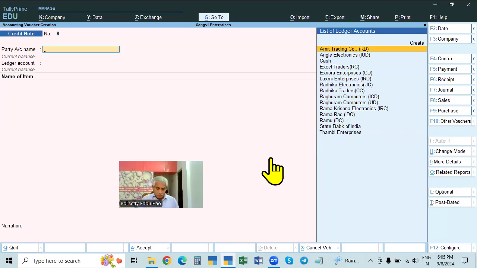You can click in the dashboard. I mean, you can use the keyboard: Alt F5 is for debit note, purchase returns. Alt F6 is for credit note, the sales returns.